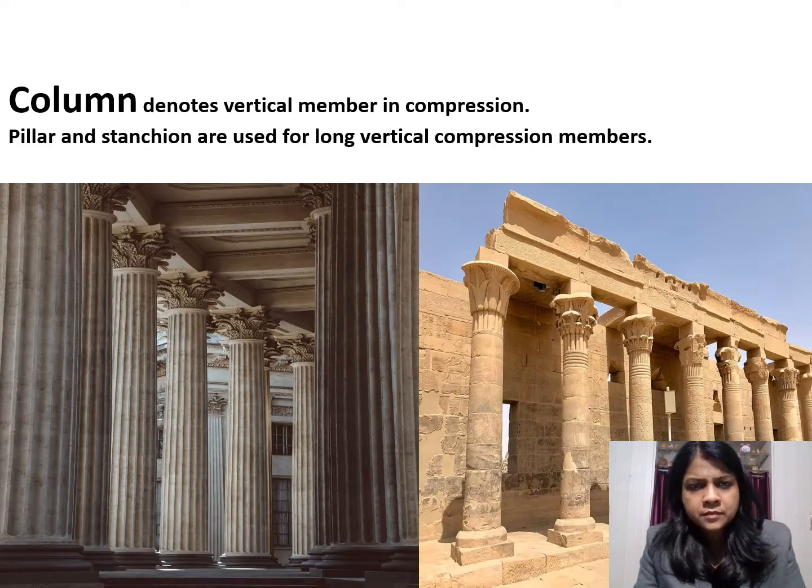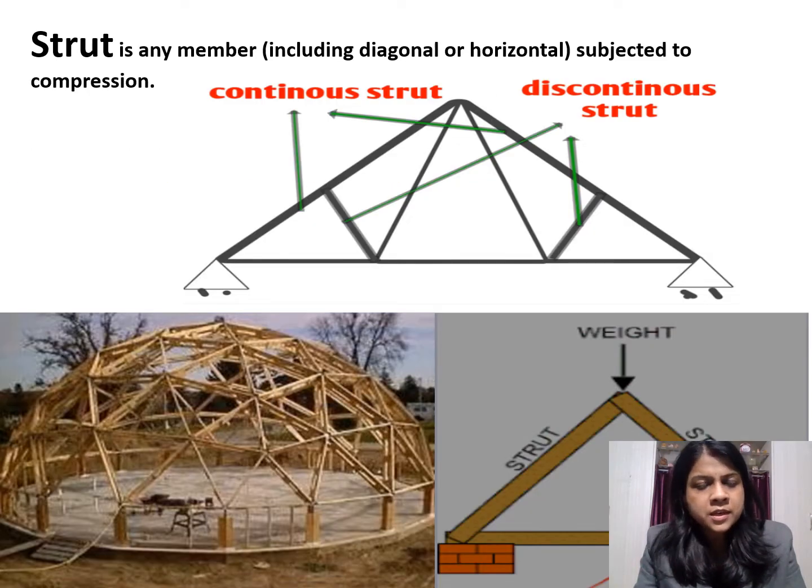So here we can see columns are vertical. These are a few pictures of vertical columns or long columns. These are the pillars or stanchions which are used as long vertical compression members. Now we will understand what a strut is. You can see that this is a frame or a truss. These members are normally used in civil engineering structures or mechanical structures. In lots of heavy structures, truss members are required to take heavy compressive loads.